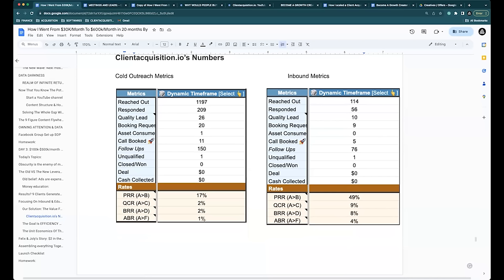So it would look something like this as an example, right? And I'm just going to create the best asset that I can create. I'm going to put it on a landing page. I'm going to drive traffic to it.